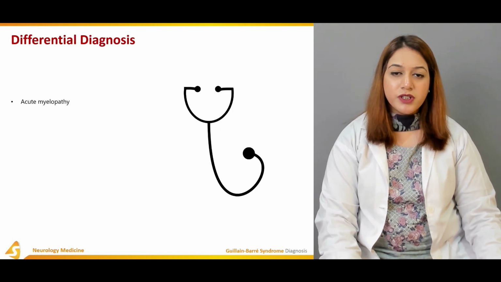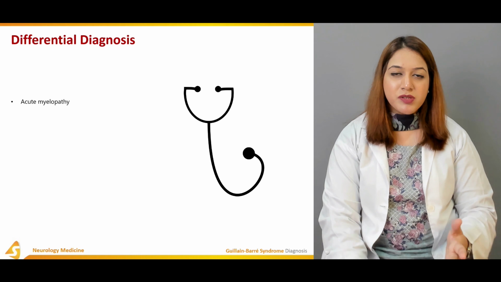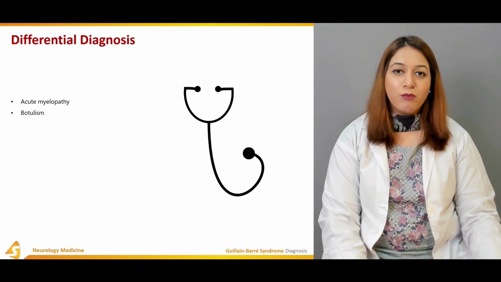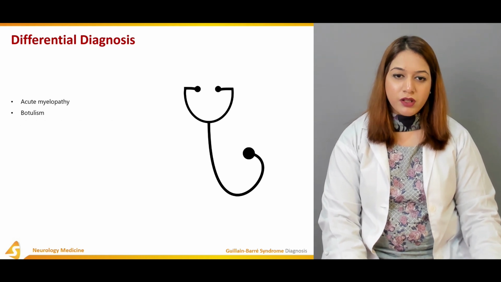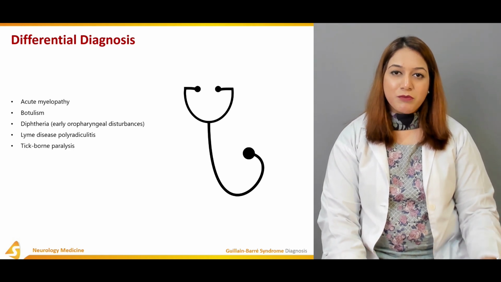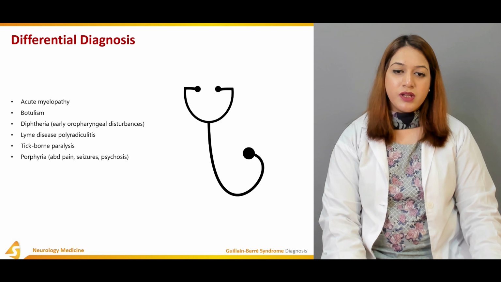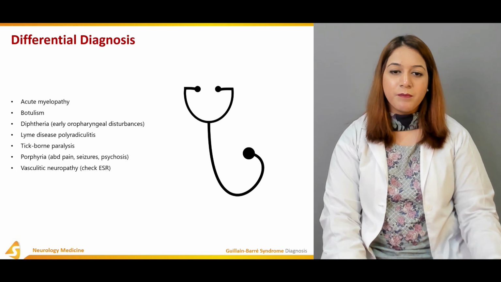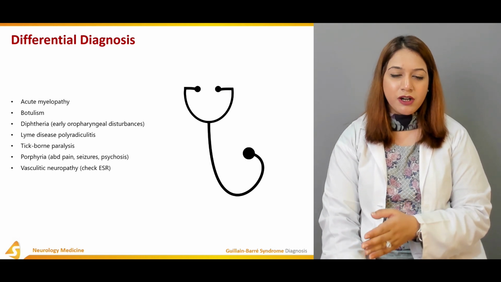If we talk about the differential diagnosis of GB syndrome, there are several diseases that have the same signs and symptoms as GB syndrome. It includes acute myelopathy, botulism, diphtheria, especially the early oropharyngeal disturbances. Then there is Lyme disease polyradiculitis, tick-borne paralysis, porphyria. Porphyria will present with abdominal pain, seizures, and psychosis. These are the differentiating points from GBS. There can be vasculitic neuropathy. In that case, we have to check ESR.